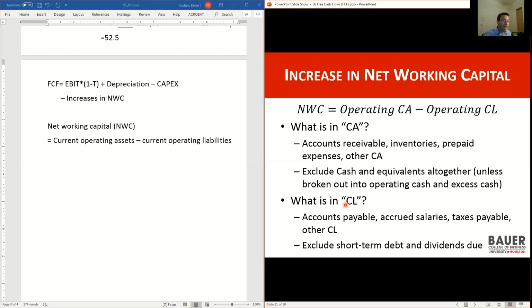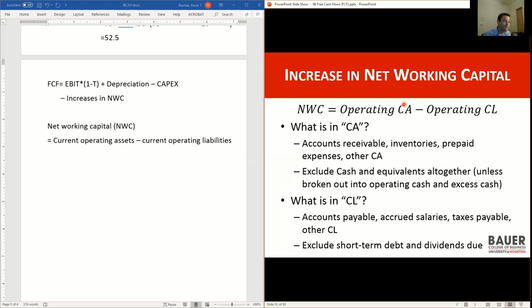Just like we excluded cash because it wasn't about the financing, so too are we going to exclude any kind of financing liability. We're going to exclude things like dividends due or interest payable or short-term debt due, anything that has to do with how you raise money or how you return the money to your investors. We're excluding that. Right? We're not touching financing in this lecture. We're only dealing with operations. So that gives us our net working capital.